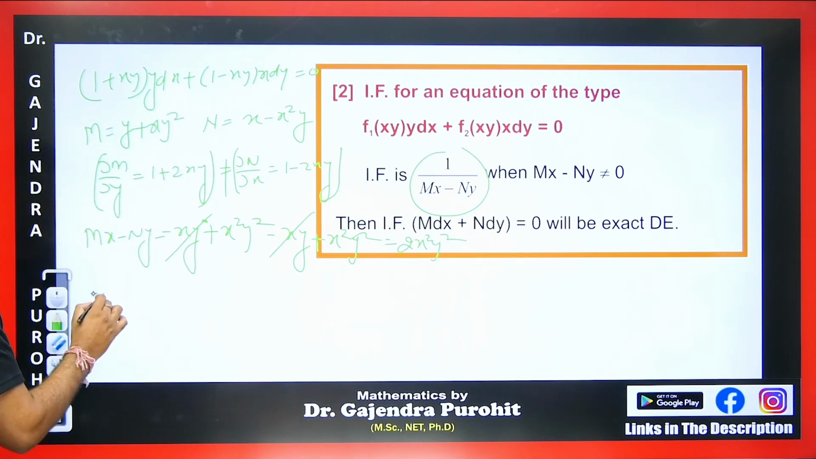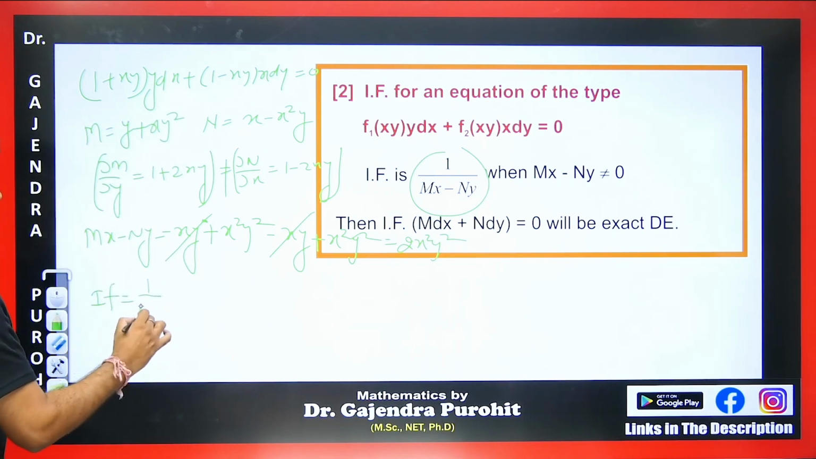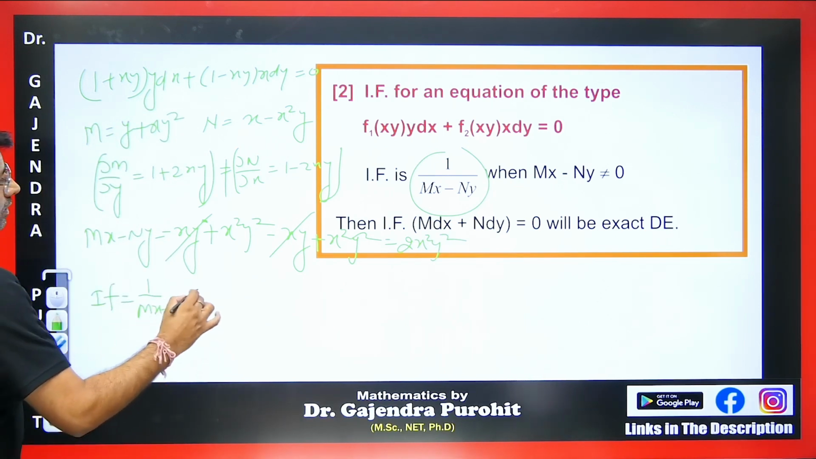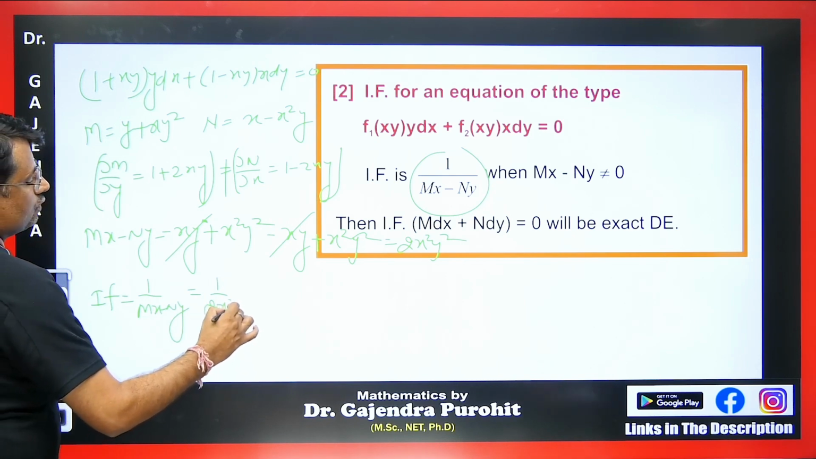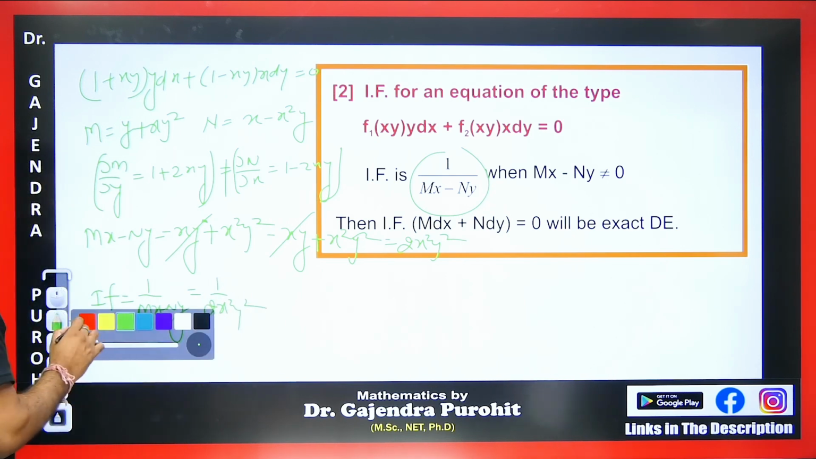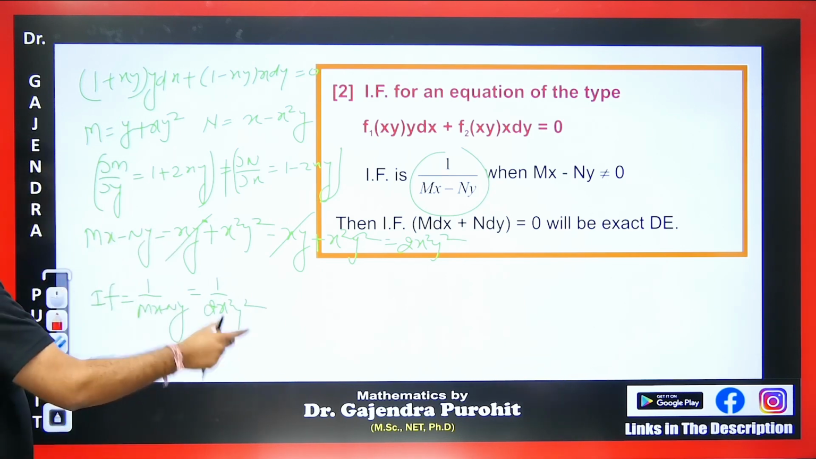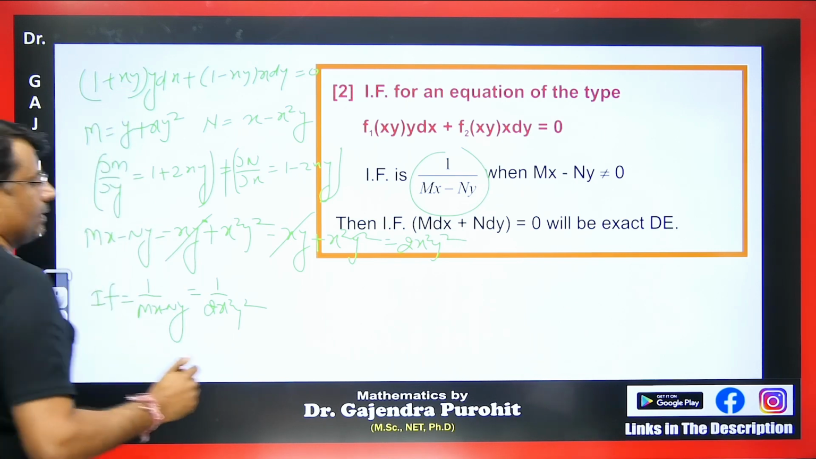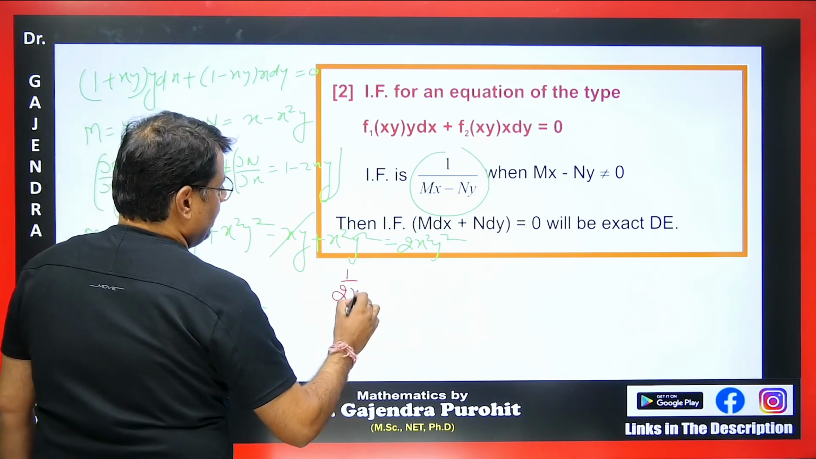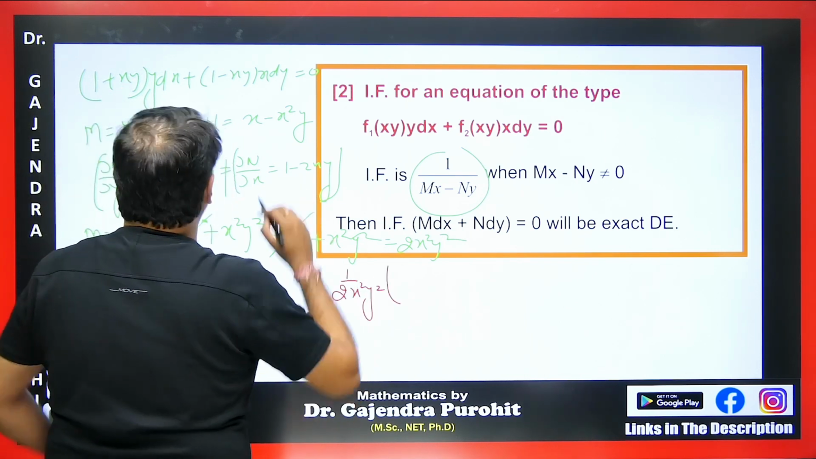And students, what is the integrating factor? We know its integrating factor is 1 upon mx minus ny. This means it will be 1 upon 2x square y square. Now what will we do here? We will multiply by this. So multiply this equation by 1 upon 2x square y square.